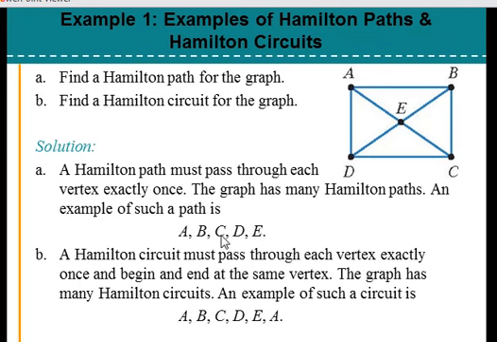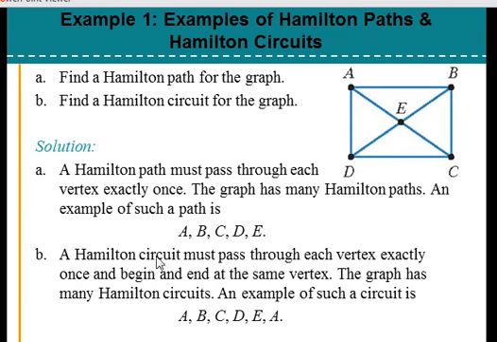We can use commas. We can put A, B, C, D, E. That means that we went from A to B, then B to C, then C to D, and then D to E. And that represents a Hamilton path because we didn't end up at the vertex that we started with. We started with vertex A, but we didn't end up at vertex A. We ended up at vertex E, as you can see by our notation here.